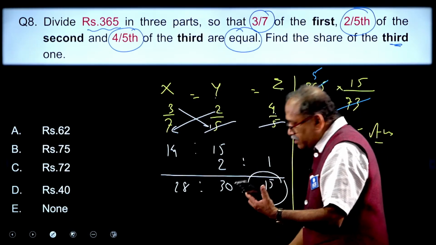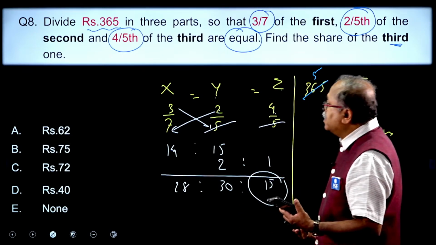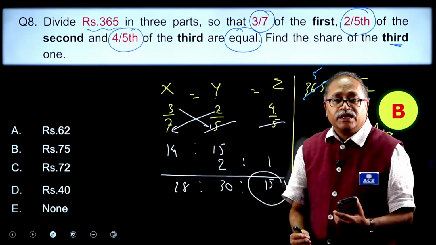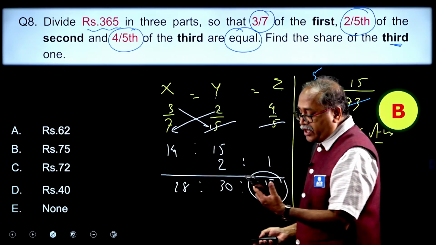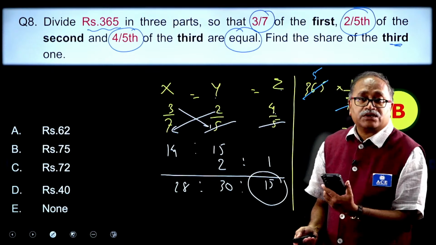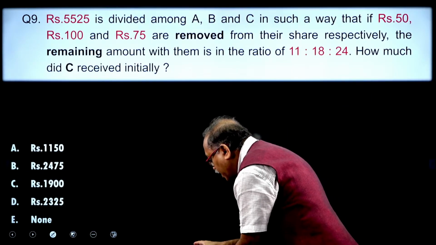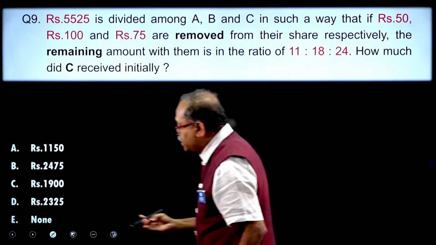Oh, that is great, that is great, Mr. Lakshman. You responded well. Option choice B, 75. It is a practice. Okay. I am moving on to the next question, which is this.